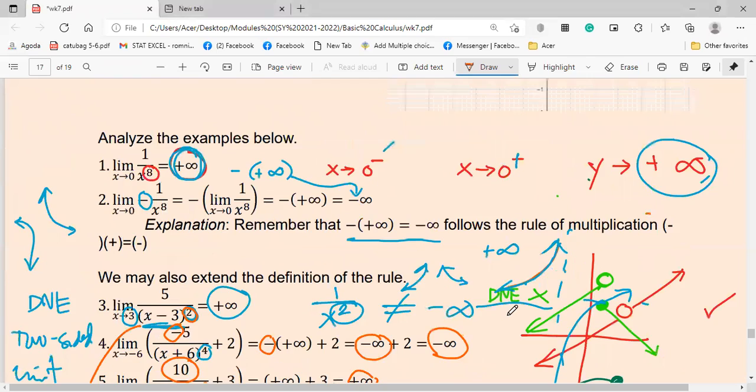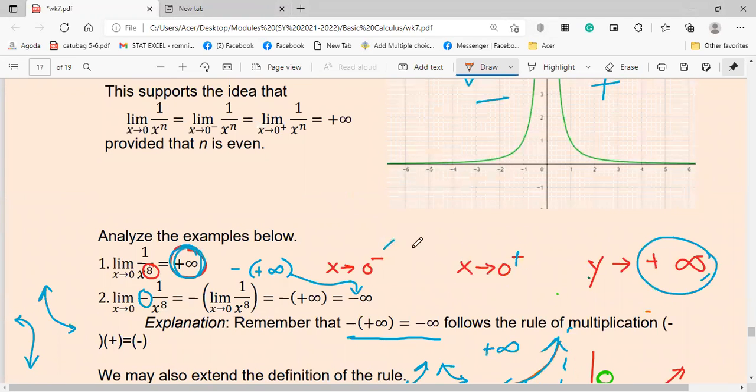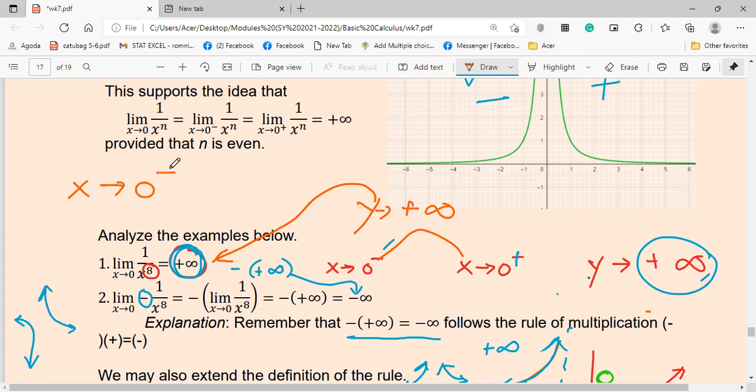Unlike kay even na ang left at right ay parehong papunta sa positive infinity. Ibig sabihin, the two-sided limit is now positive infinity. Kung babalikan natin, pag nawawala yung symbol na positive or negative sa taas, ibig sabihin, ito ay isang two-sided limit.